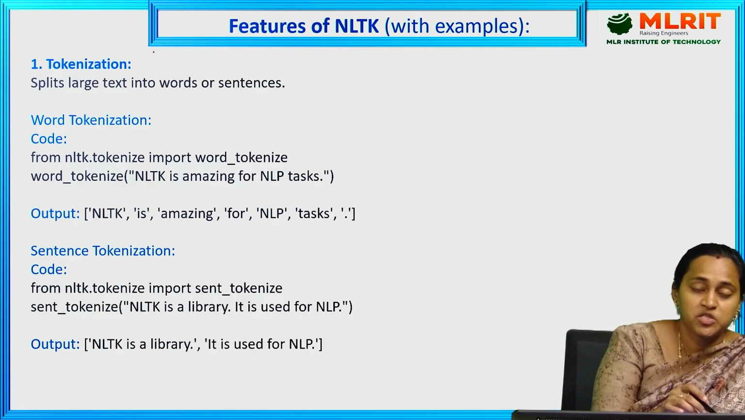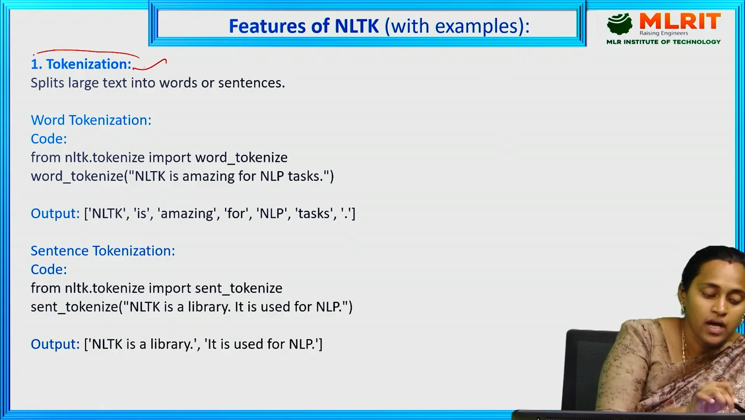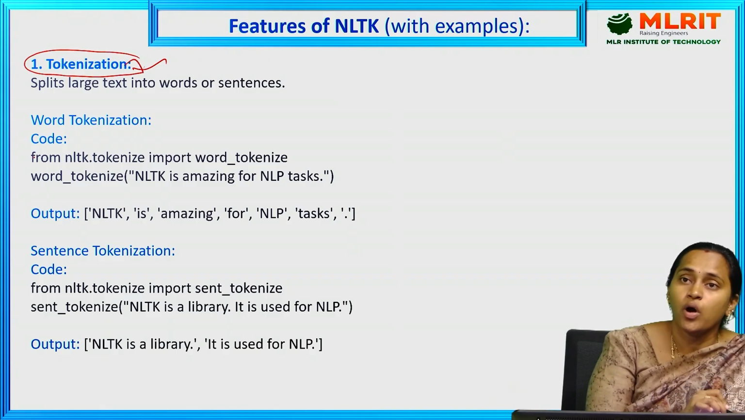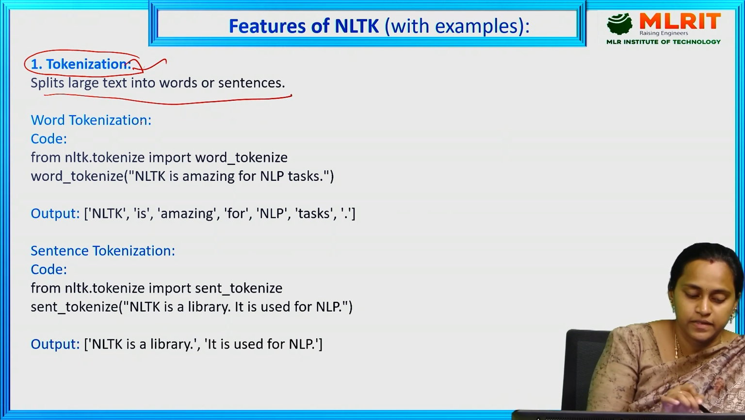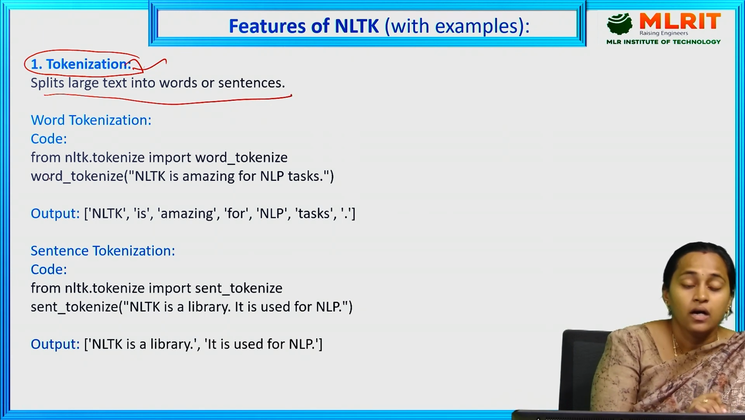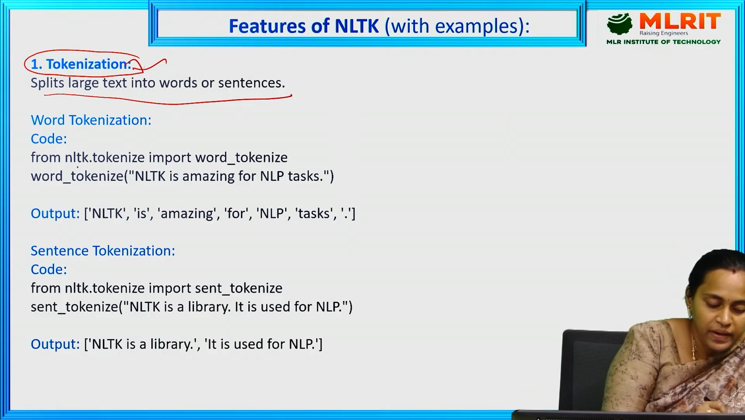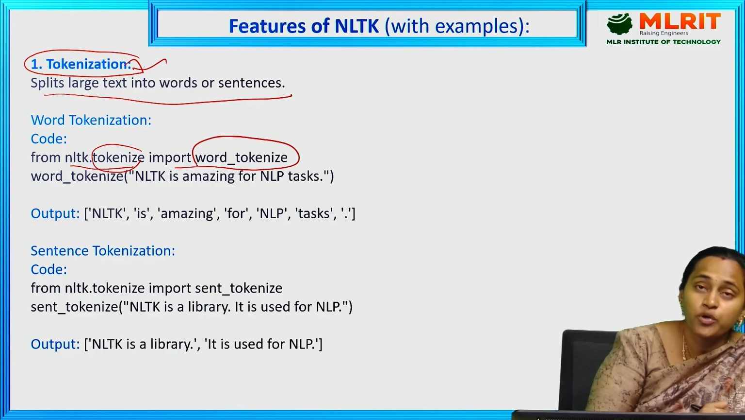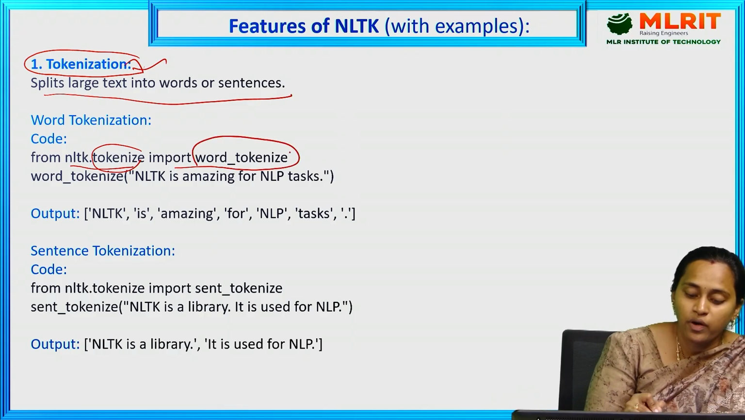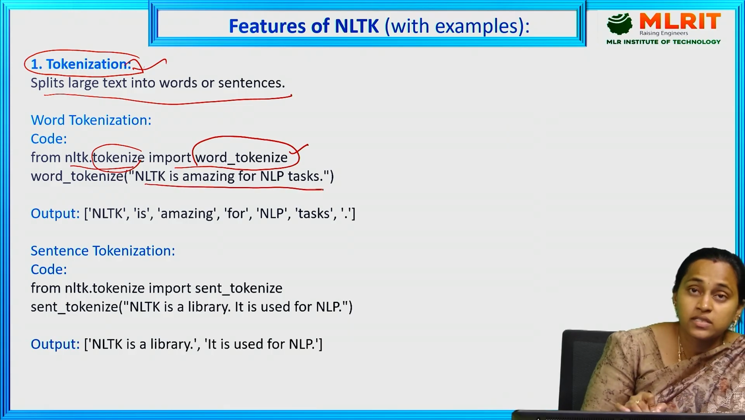Coming to the first one, tokenization. This is one of the features in NLTK. That means splitting the text in a sentence. Let's see it here in Python code: from nltk.tokenize import word_tokenize. Here I am importing word_tokenize, that means I am tokenizing the words. After that, I am printing some sentence.